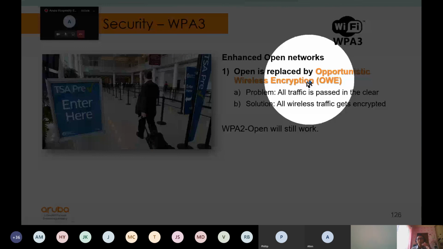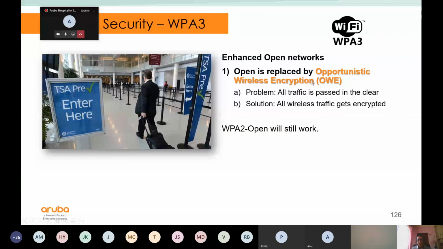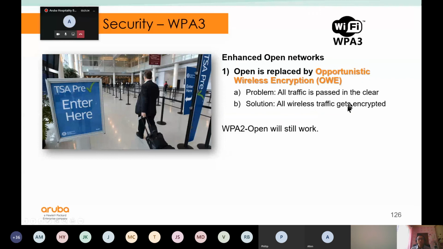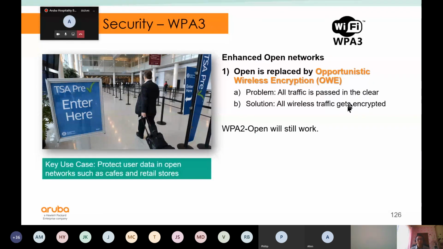Today, the problem is that in hospitality deployments, we're using open networks and traffic is passing in the clear. This is actually putting our users at risk, because anybody can sniff and hijack the transmission. However, with OWE, Opportunistic Wireless Encryption, we actually provide encryption on an open network without having to key in any key. So you get the benefit of existing open networks without the complexity or difficulty of getting people on it, and yet provide security.